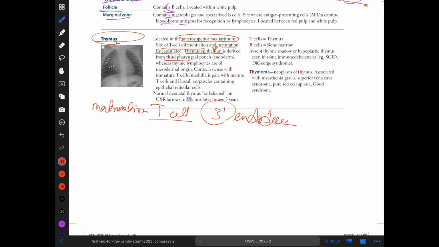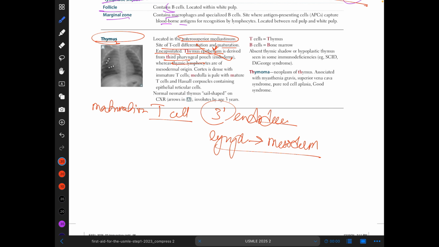But the thymic lymphocytes are going to derive from mesoderm. That is the amazing fact about the thymus. The thymus epithelium is derived from the endoderm, third pharyngeal pouch, and the thymic lymphocytes have mesodermal origin.